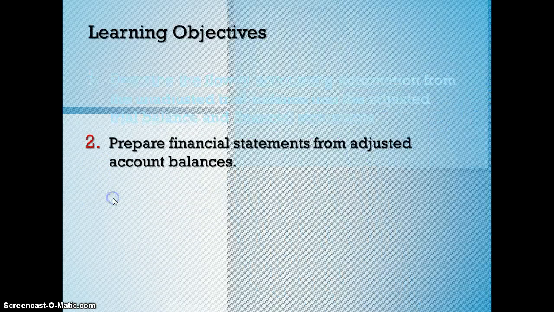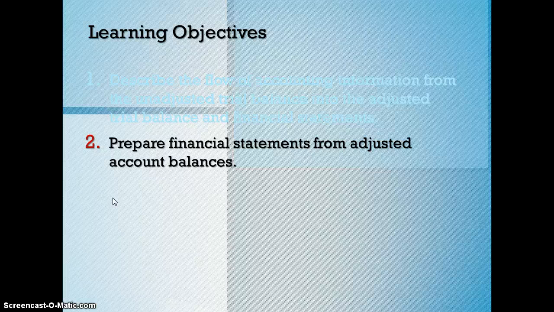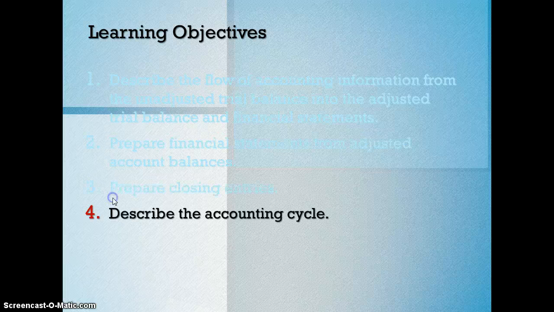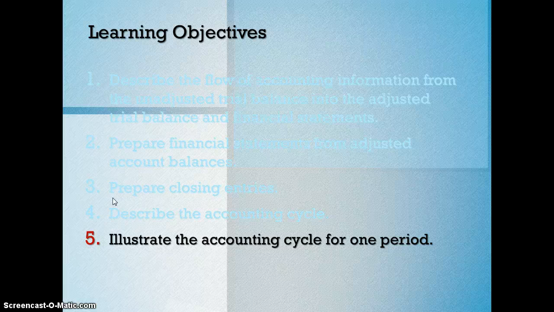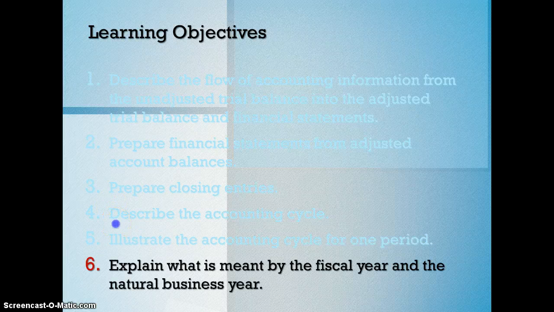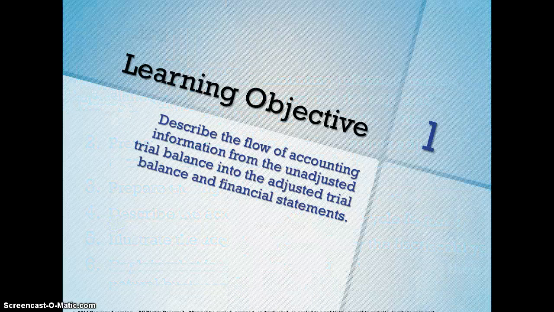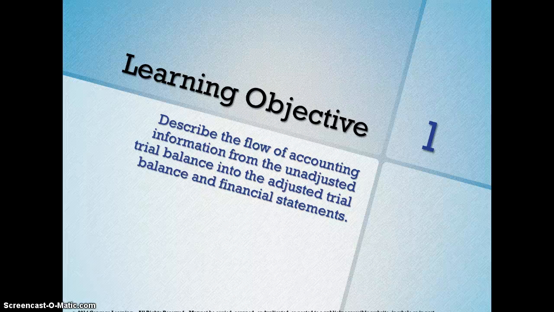Chapter 4 has a total of 7 objectives, but we are only going to focus on the first 6. And a couple of them are actually a review from the previous chapters. So we'll start out first with Objective 1, describe the flow of accounting information from the unadjusted trial balance into the adjusted trial balance and the financial statements.